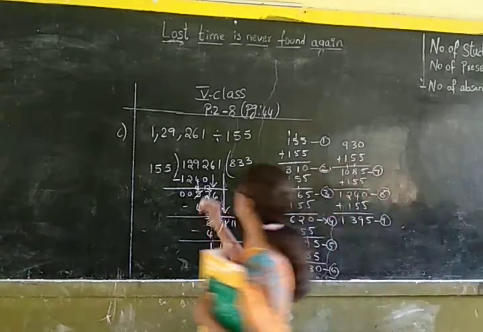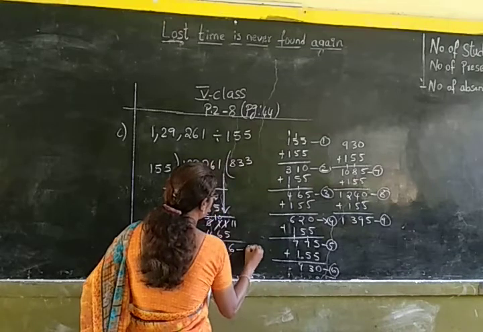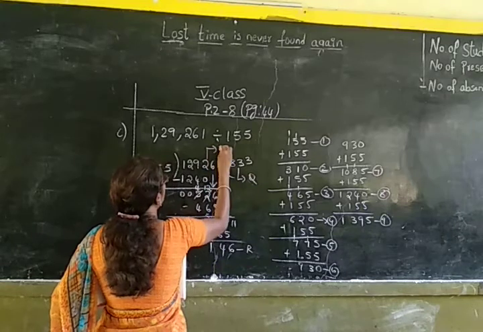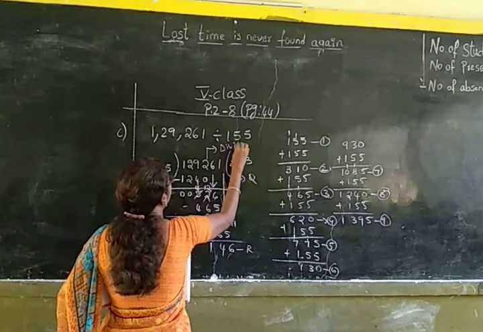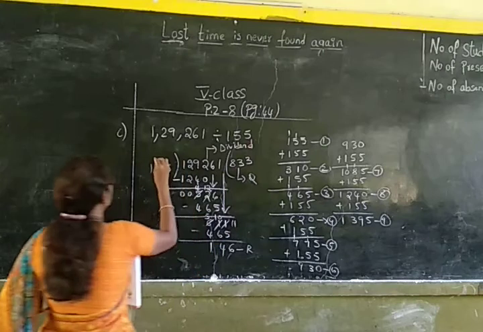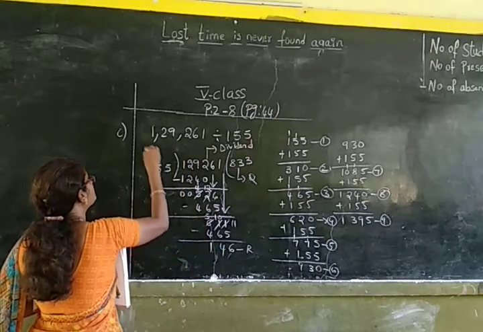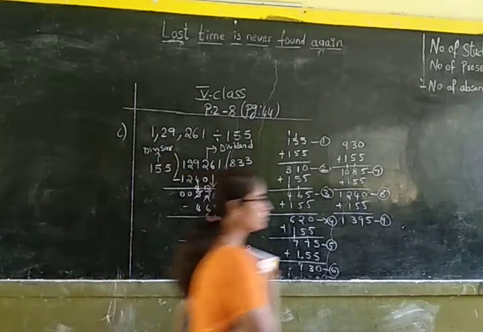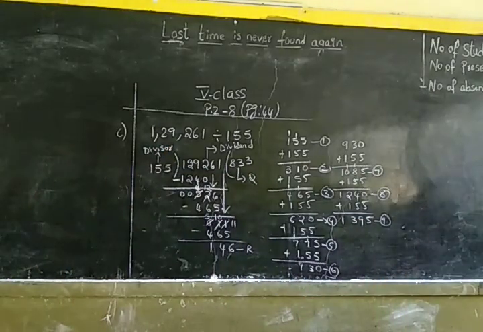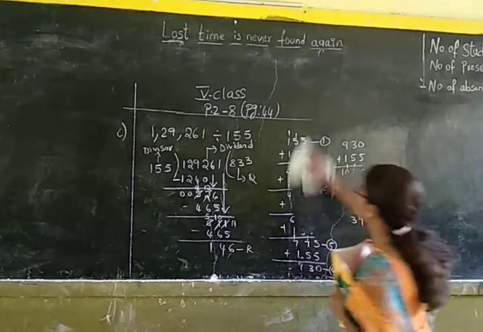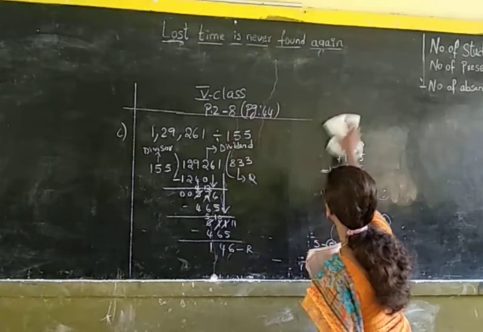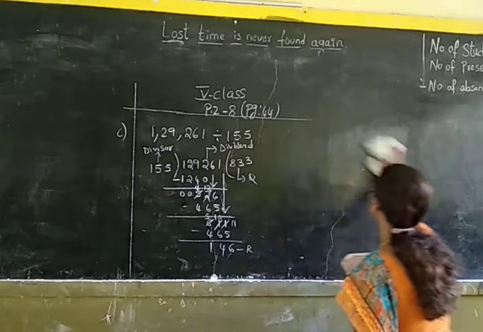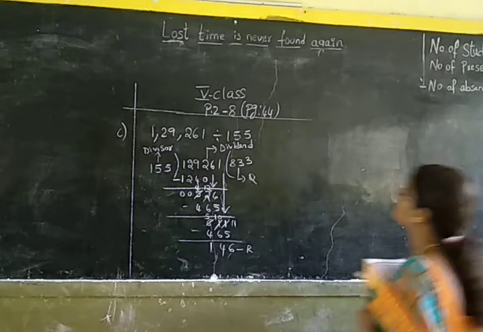So this is called the remainder, and this is called the quotient. This is called the dividend, and this is called the divisor. Now we are going to check our division by using the division rule.